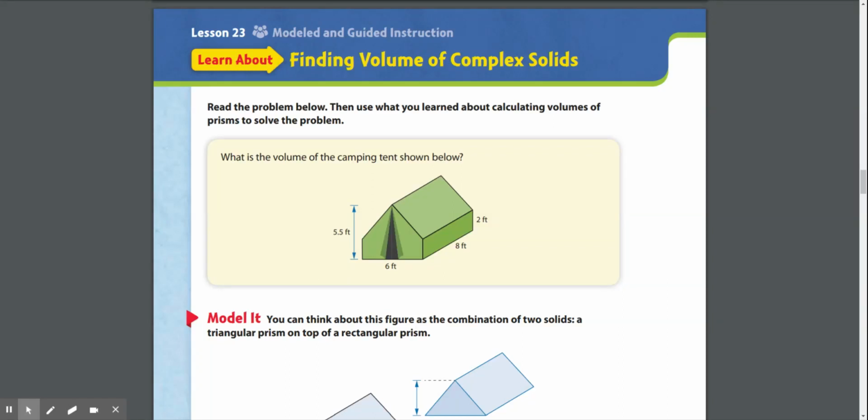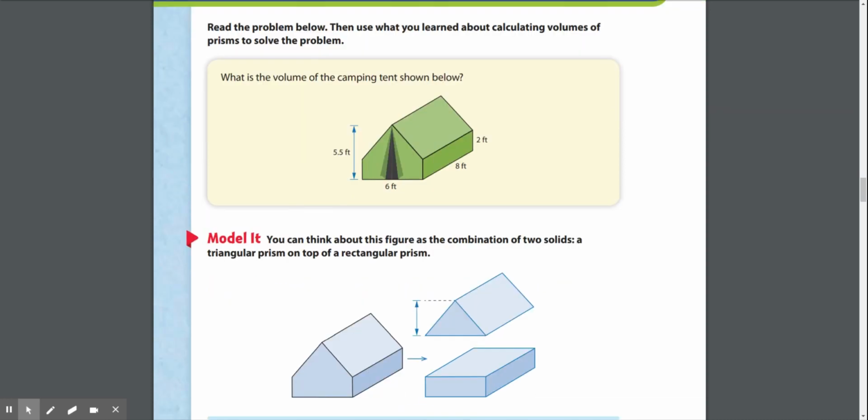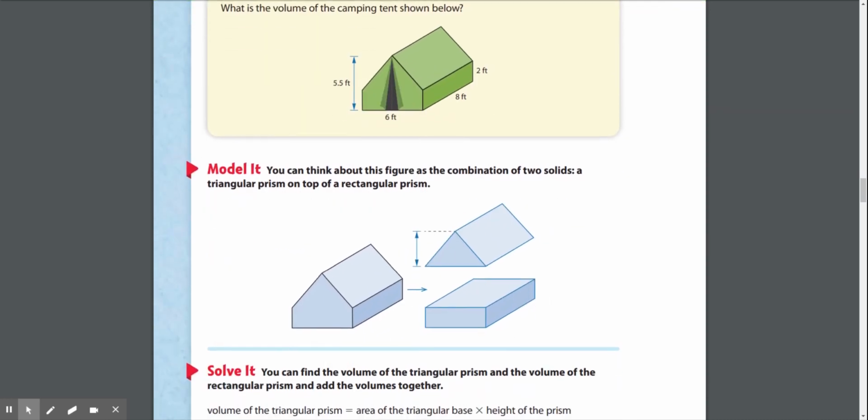Okay, so this is the third video for this: modeling and guided instruction on finding volume of complex solids. So we got this tent that we need to figure out how we're going to find the volume of. So this tent can be divided up into two different prisms.